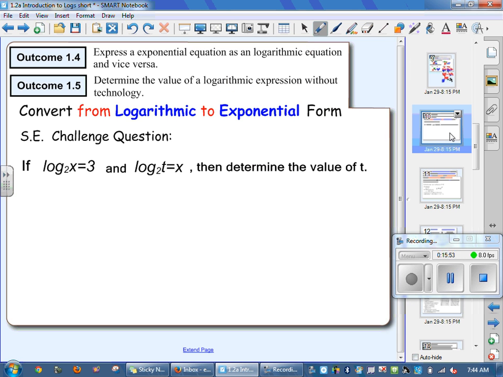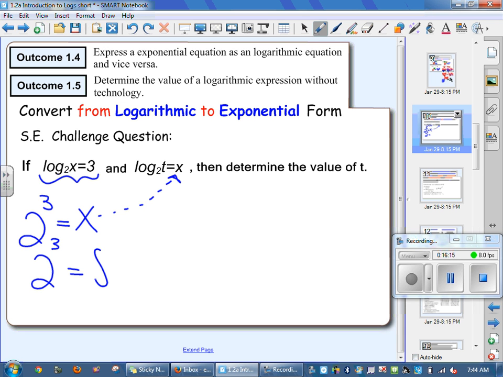Okay, we'll take a look at this one. It's giving you a value, so we're going to convert the first one to exponential. If I convert the first one to exponential, I get 2 exponent 3 equals my x. So I can solve for x and then input that value into the x in their second equation. So 2 exponent 3, I know is going to give me an 8. So x is 8.